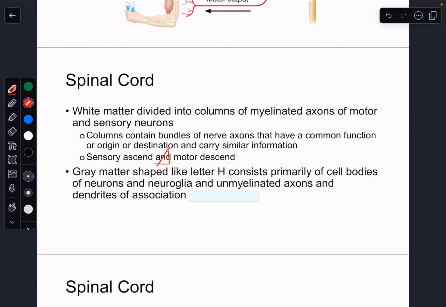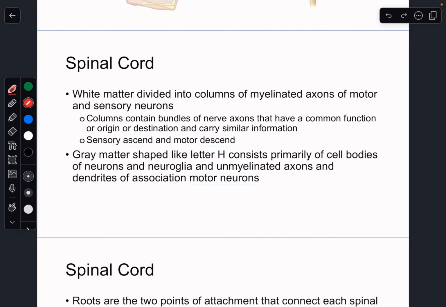Gray matter, shaped like the letter H, consists primarily of cell bodies of neurons and neuroglia and unmyelinated axons and dendrites of association and motor neurons. So gray matter is associated with motor neurons because it's unmyelinated. I think that's what it says.